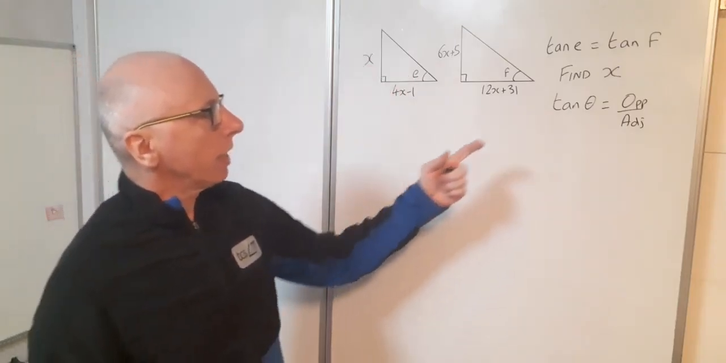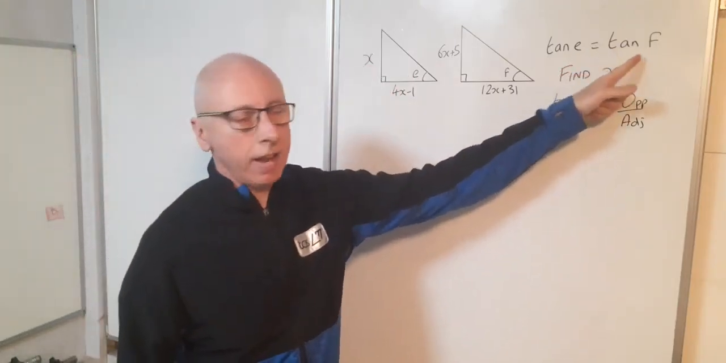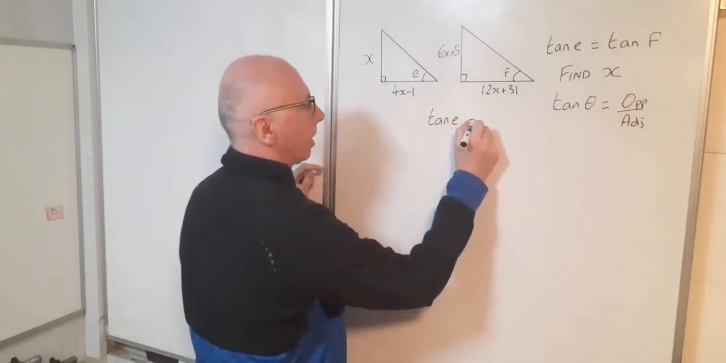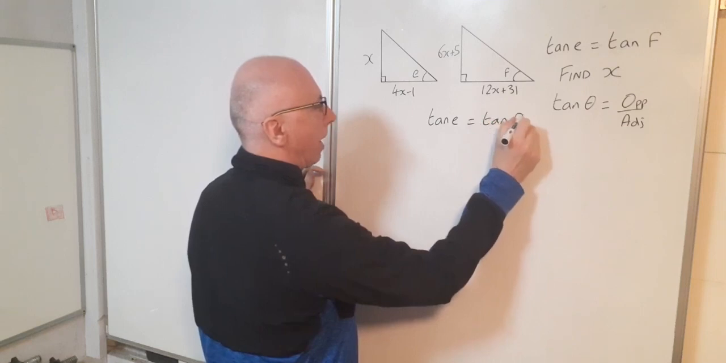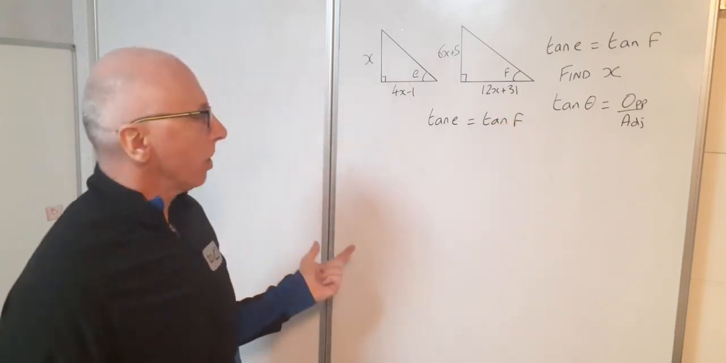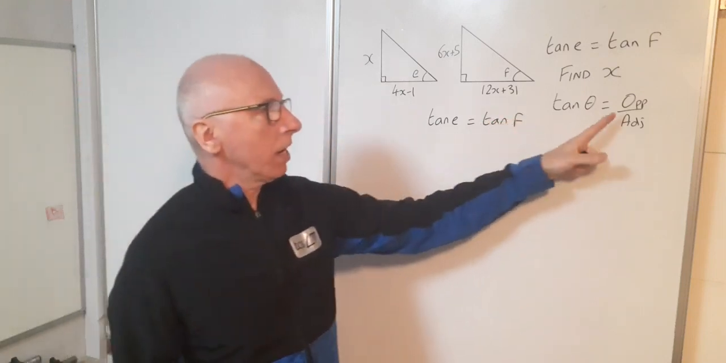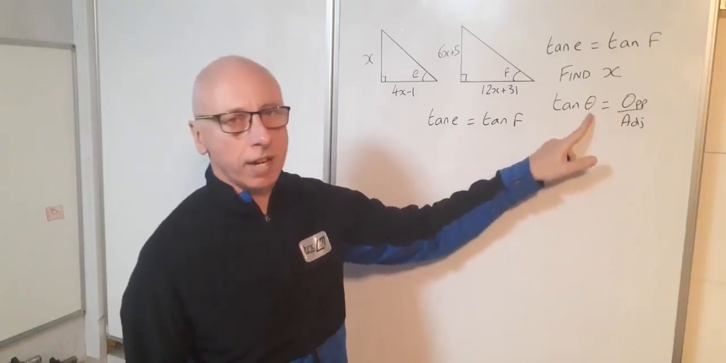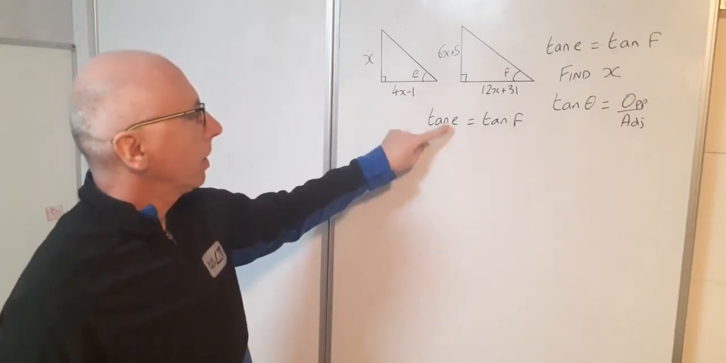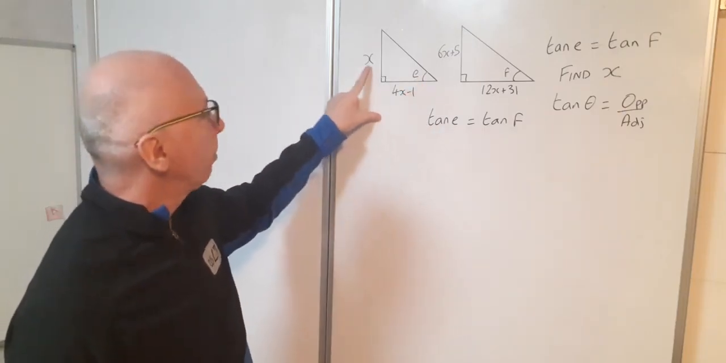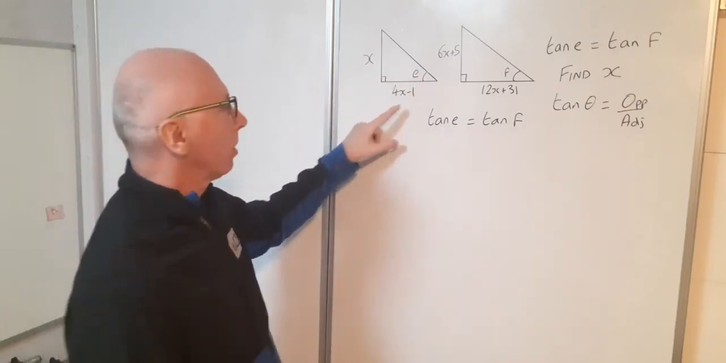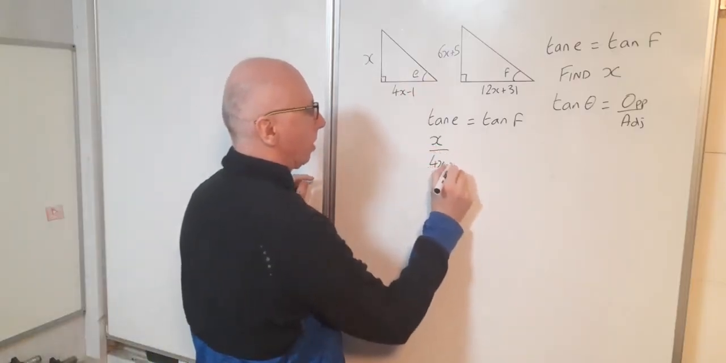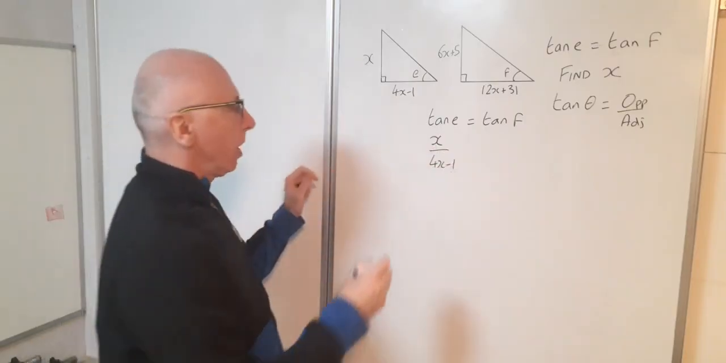Now here we're given that tangent E equals tangent F. So if I write that here, tangent of E equals tangent of F. That's our starting point. Now with this identity here, opposite over adjacent is the tangent of any angle. So here, tangent of E would be opposite over adjacent. So therefore I've got x over 4x minus 1. That's my tangent of E.